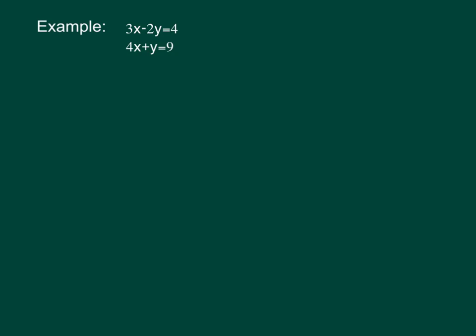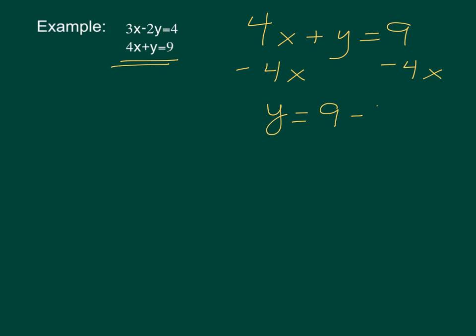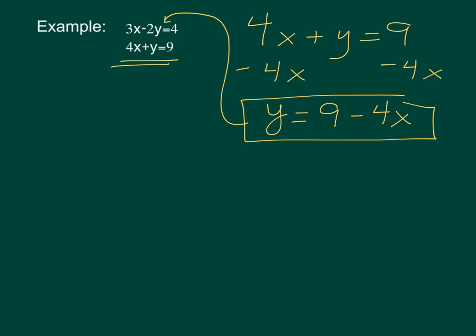For our first example here, we have two linear equations. We're hoping that these two linear equations cross somewhere. In order to find out where they cross algebraically, we're going to use the method of substitution. We're going to start with this equation, 4x plus y equals 9, and subtract 4x from each side. We get y equals 9 minus 4x. This is now what y is equal to, and we're going to plug it into this first equation.